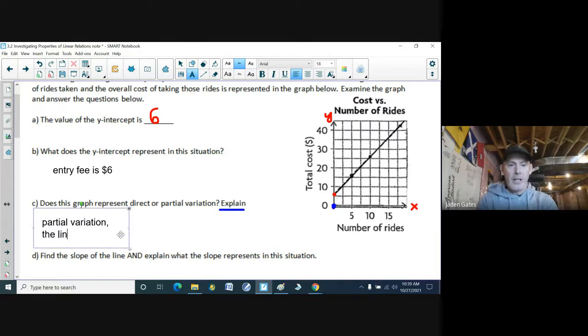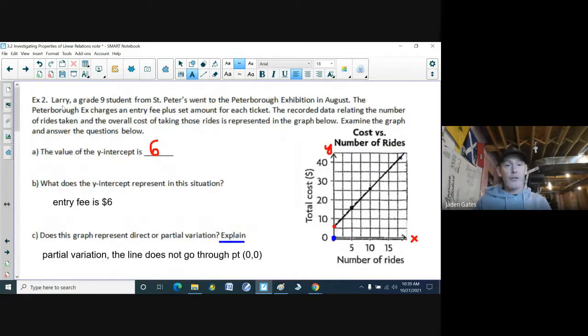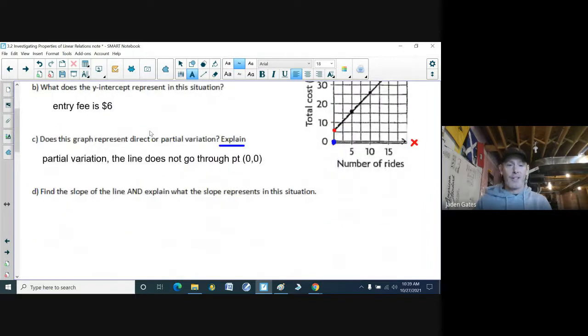A line does not go through point 0, 0. And that's because you have to pay an entry fee. If it did go through the point 0, 0, that's saying that for 0 rides, it would cost $0. That's not true. It costs you $6 just to get in the place. And Larry here was actually a real student of mine. He wasn't happy about that.